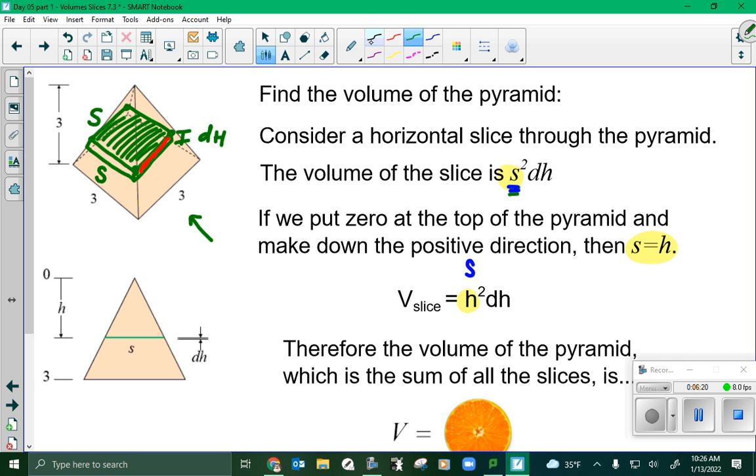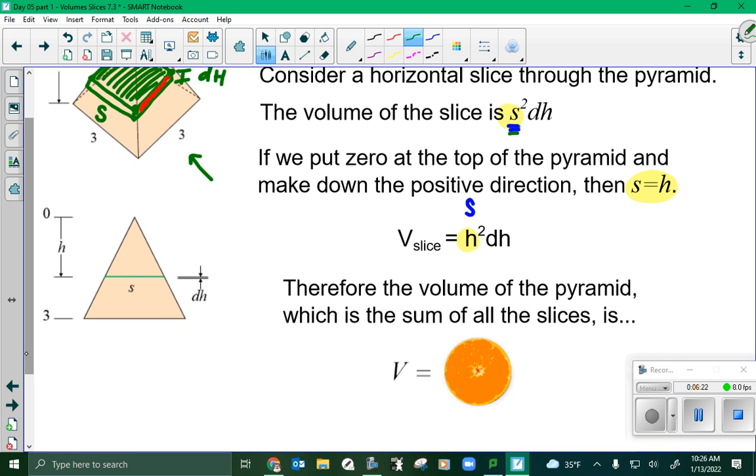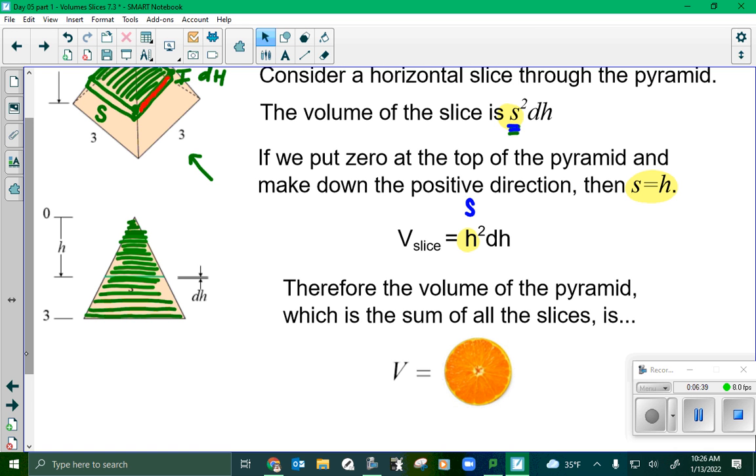Well, if I want the volume, I'm going to have the area of this rectangle, the area of this rectangle, the area of this, and I want to add up all these areas. Okay? And that's going to give me the volume. So wouldn't it make sense that if I want to add up a series of things, I integrate? And I'm going to integrate the areas.